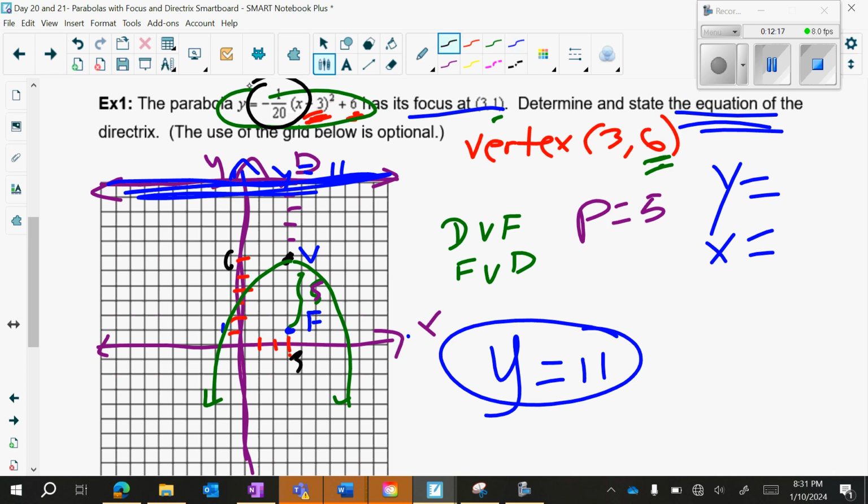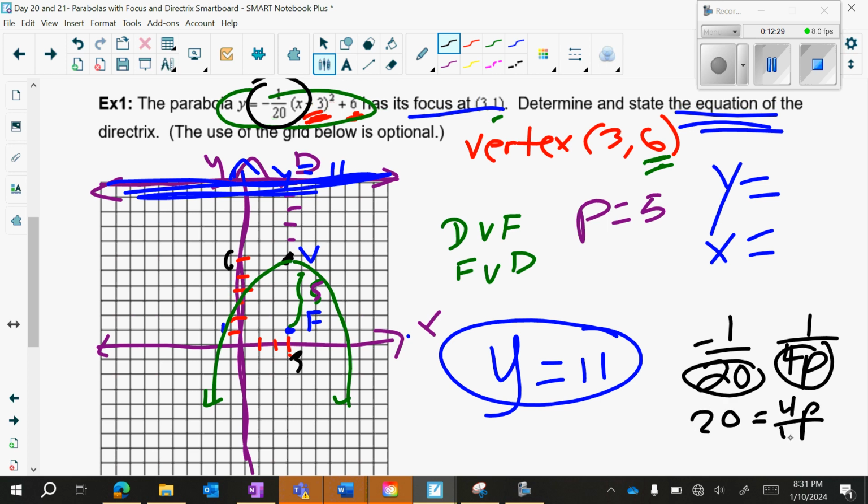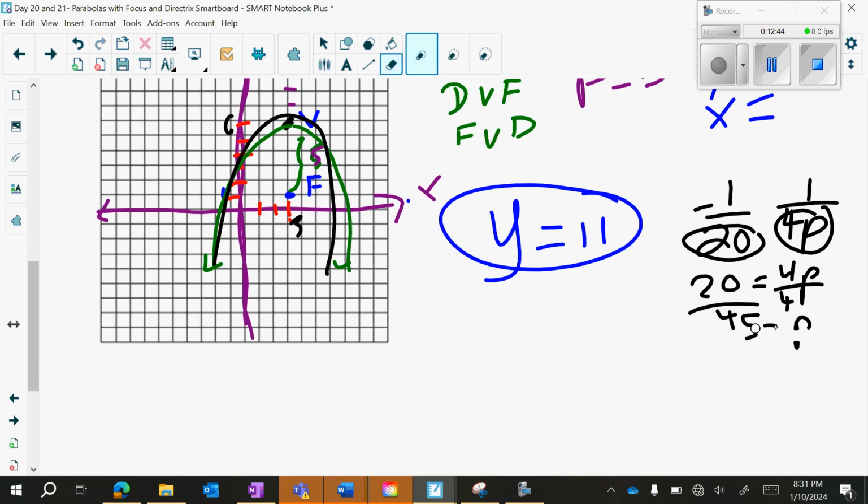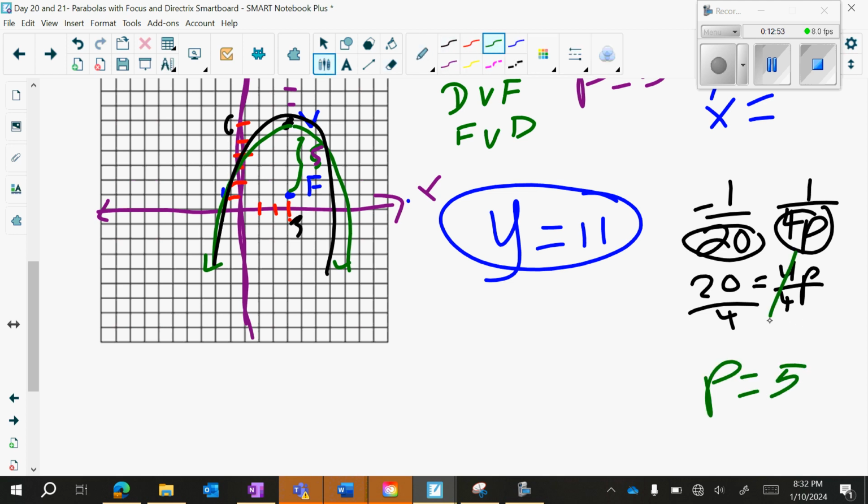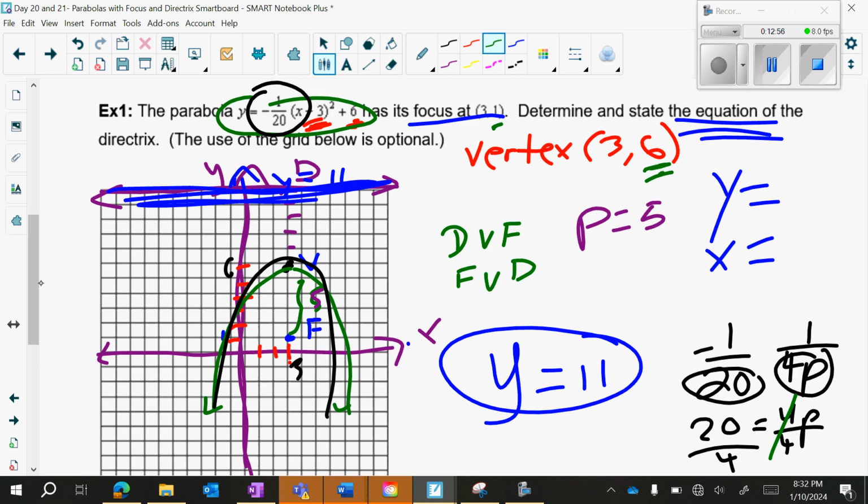Now, the other thing you could have done would have been to look at the 1 over 4p. If we have negative 1 over 20, and this is 1 over 4p, the 20 is the 4p. So if 20 equals 4p, what does p equal? I'm hoping you're saying 5. So the negative just refers to the direction that it's going down. The negative does not refer to a distance, but p equals 5, and that is important because then you can just count 5 units up or down from the vertex that you already identified. Which we counted out physically, manually, but you didn't have to because of this equation. All right, so that's that.